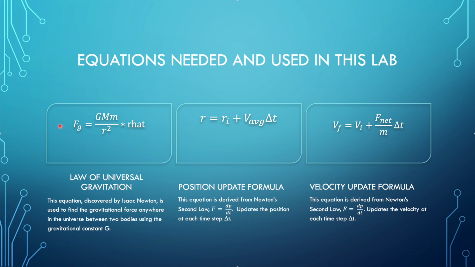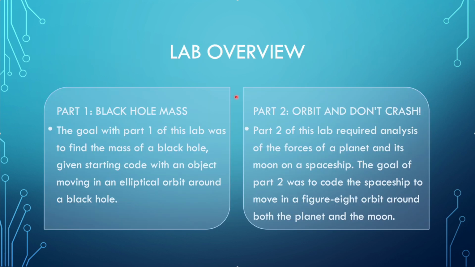And so here are the equations we used. The first one is Fg equals GMm over r squared times r hat, which is our law of universal gravitation. We have our second formula, the position update formula, which we've used in previous labs, and the velocity update formula, which was also used in previous labs.